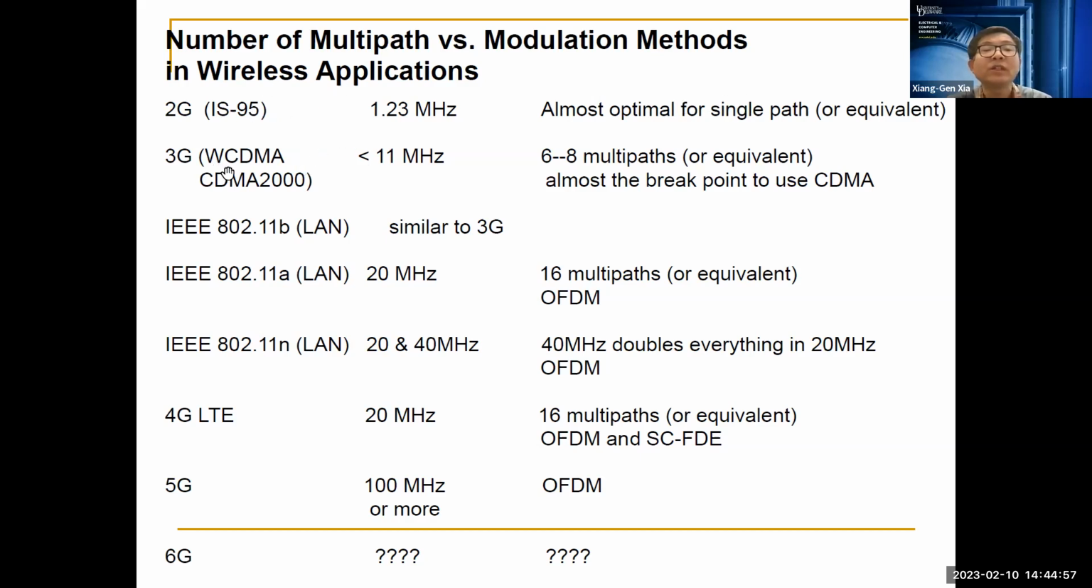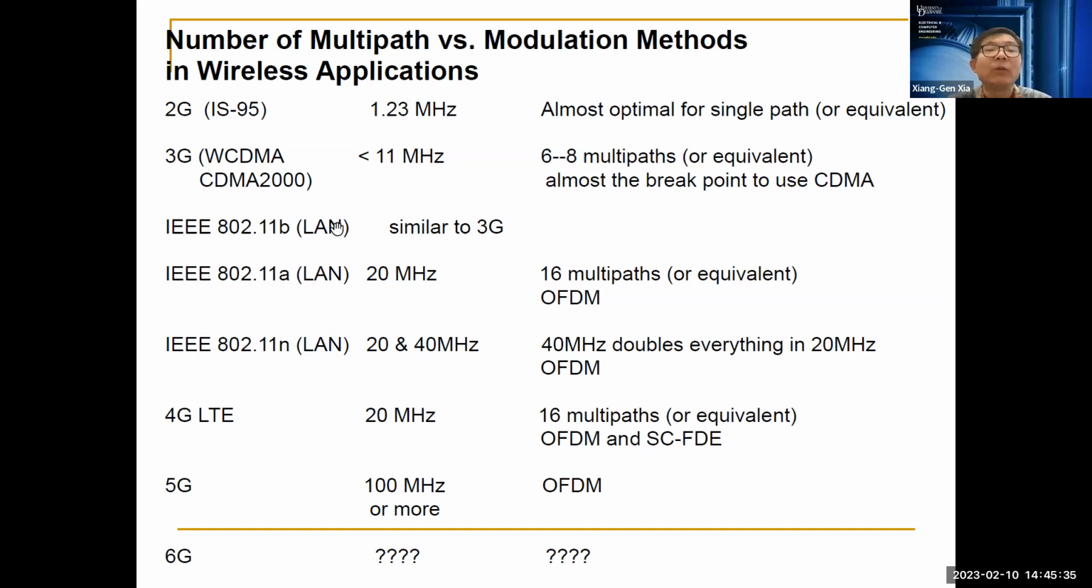For third generation, 3G, both standards, including GSM, changed to CDMA systems. In this case, the bandwidth is around 11 megahertz. If we divide 11 by this number, you roughly get 6 to 8 multipaths or equivalent. In other words, compared to second generation, third generation has 6 to 8 multipaths. Interestingly, as we will see a little later, this is almost the break point for using CDMA in cellular systems.